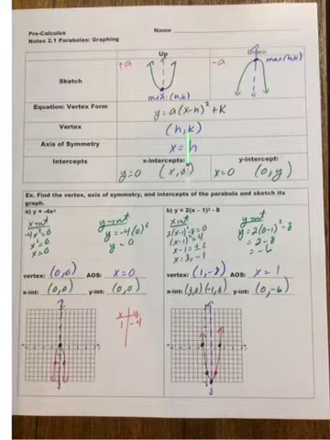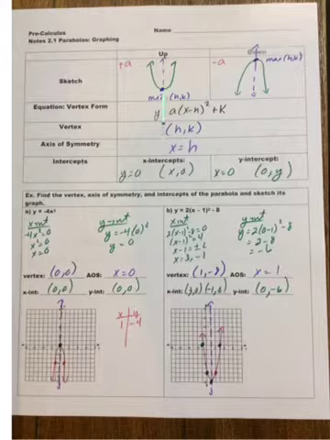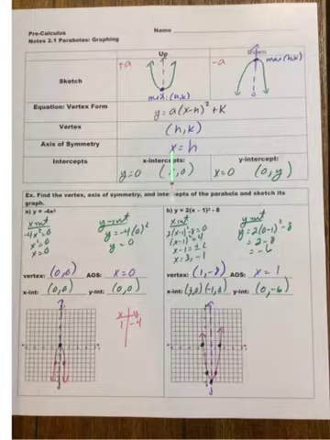where h and k are the vertex of the parabola. Parabolas are symmetric, so they have this axis of symmetry that goes through them, and it goes through the vertex, so the axis of symmetry is the vertical line x equals h.